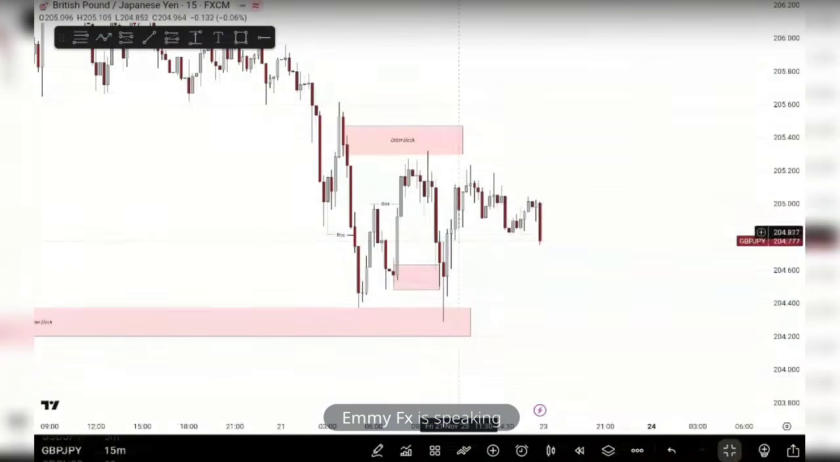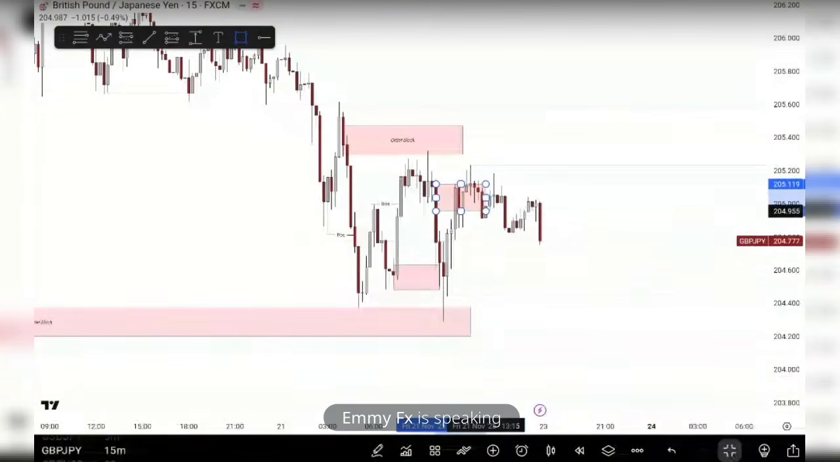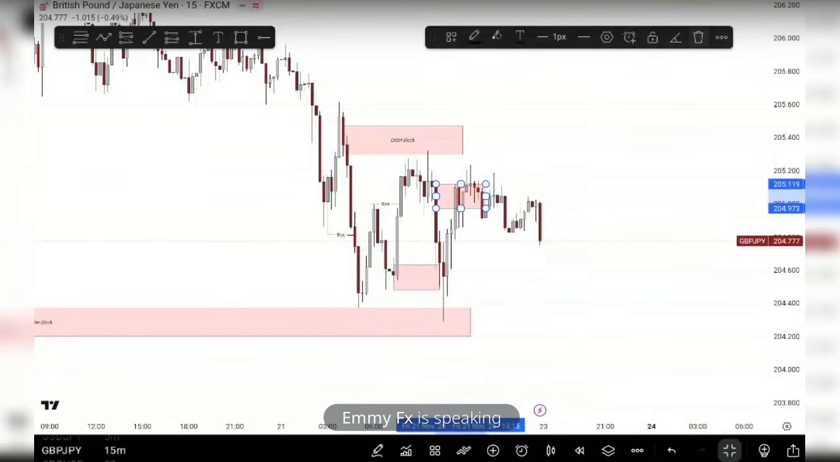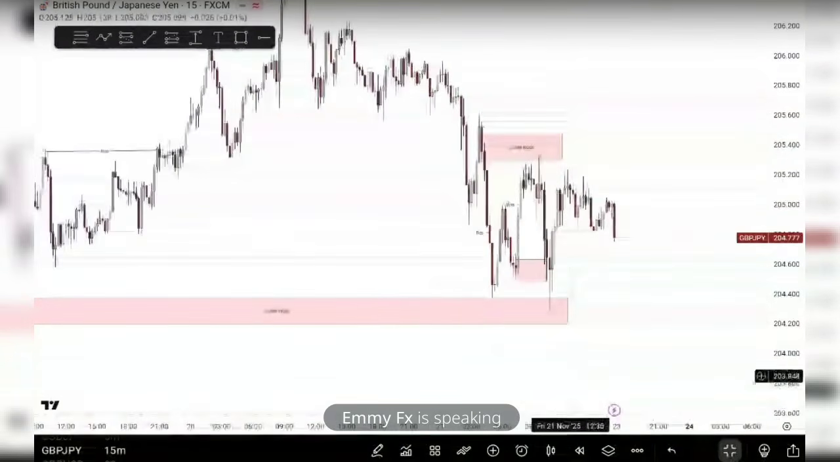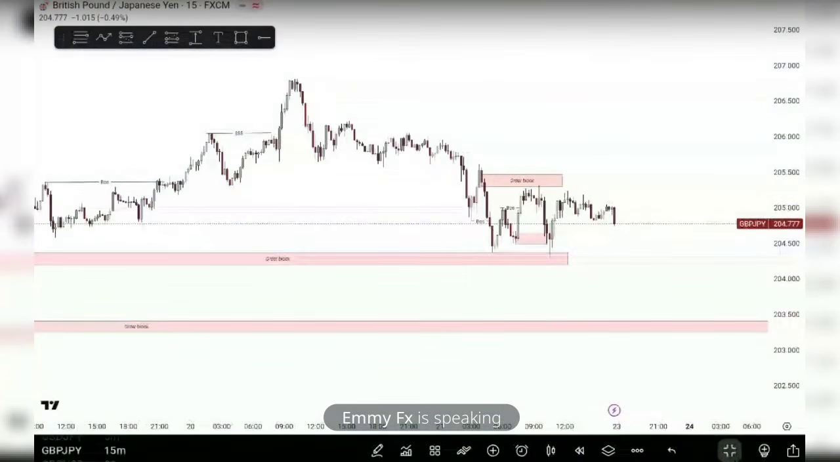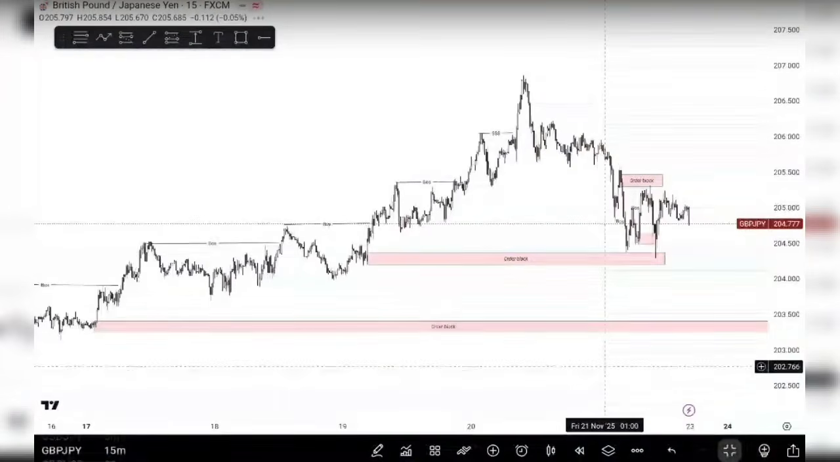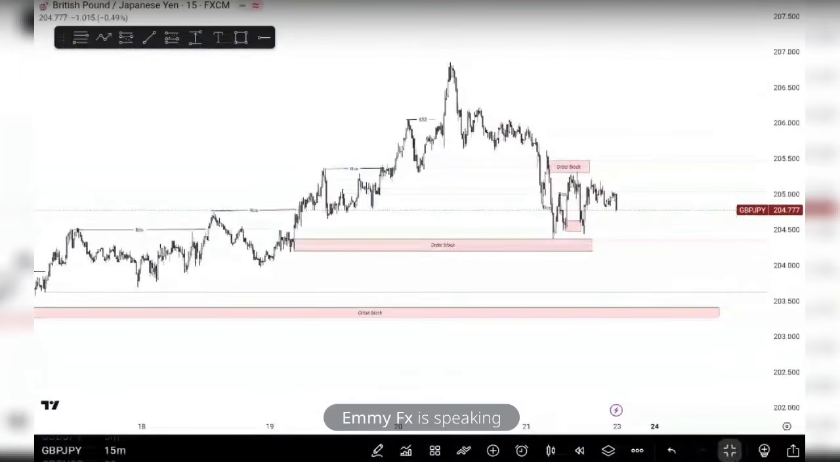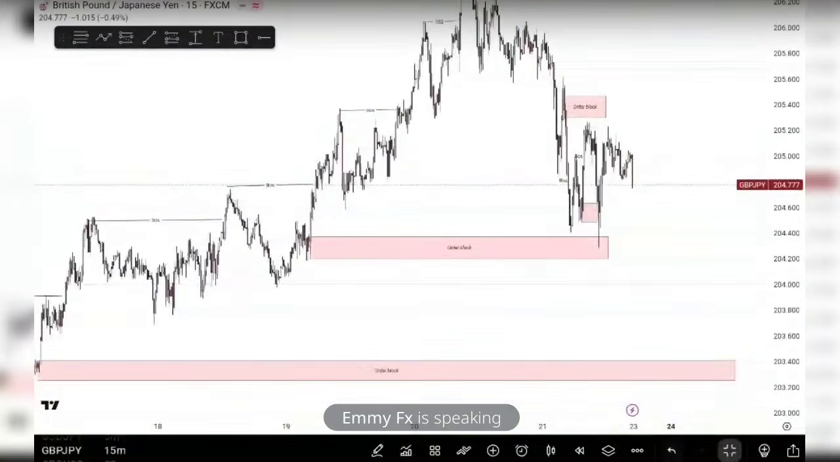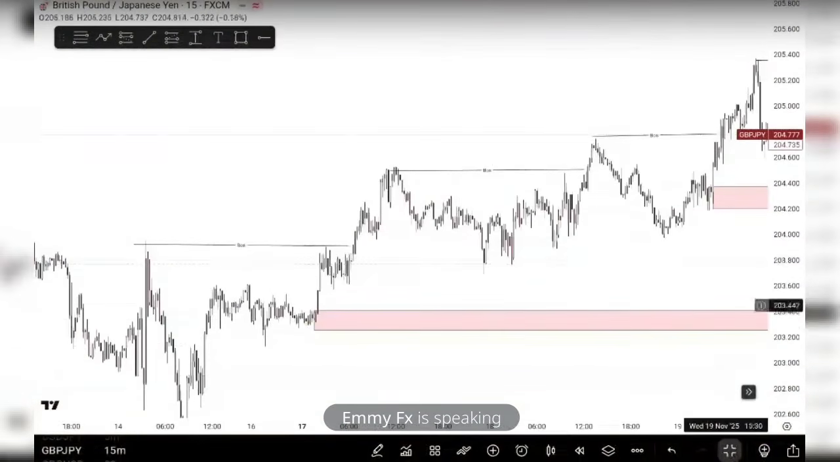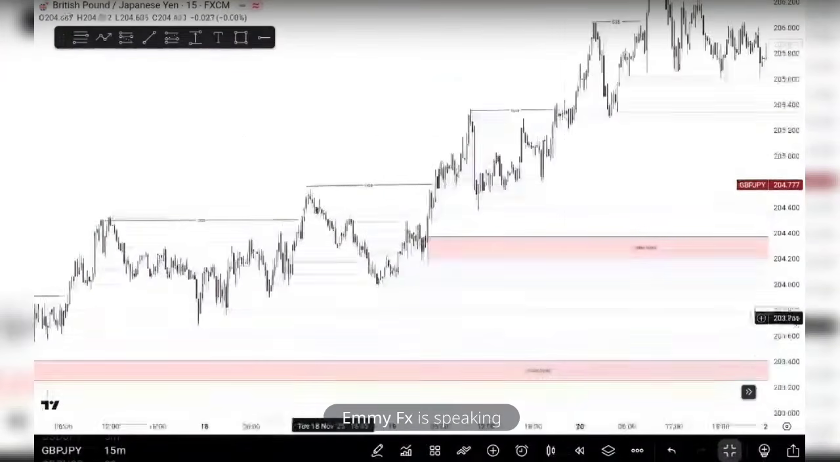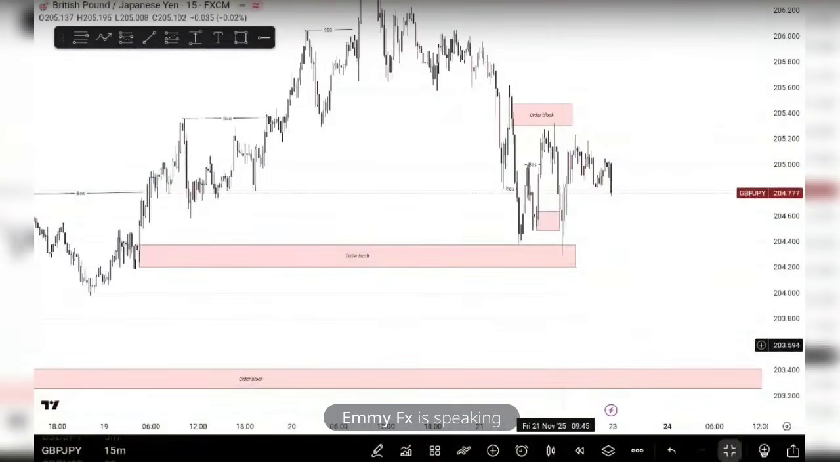Now, price also reacts from this supply zone here. Price also reacts from this supply zone to the upside. This is what I'm going to do for you guys. If you want to look for a buy, I'm going to give you a buy coordinate, but a sell coordinate to this one, I'm not going to give you a sell coordinate.